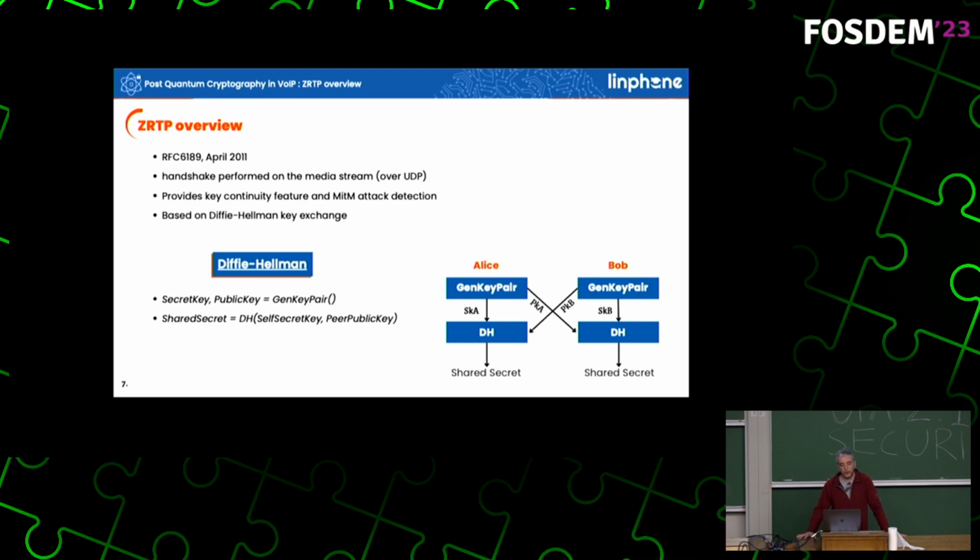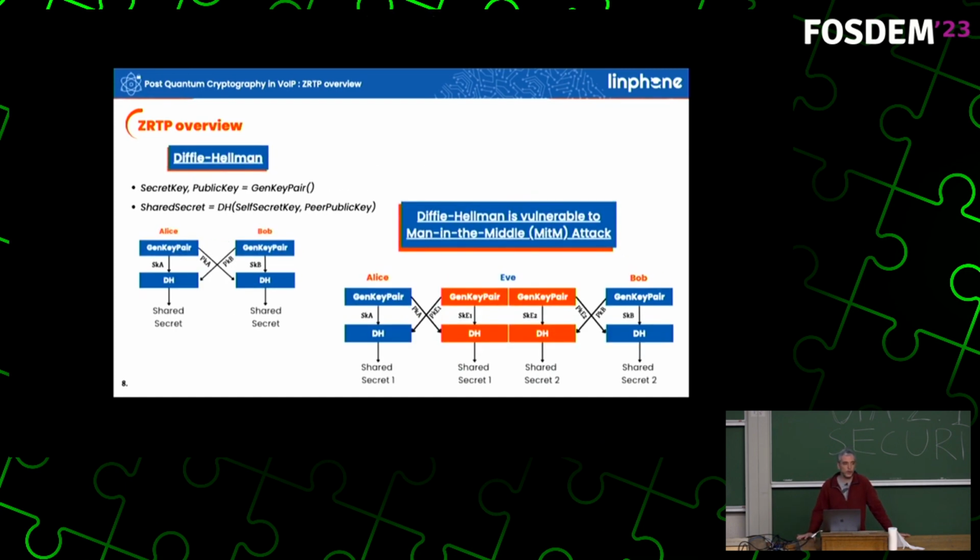So first, a small reminder of what Diffie-Hellman is. Basically, it's a protocol that is completely symmetric. Both parties will generate a key pair, and then they exchange public keys. And with their own secret key and the other side's public key, they get a shared secret. So far, so good. It's kind of easy. The only drawback is that, like many key exchange protocols, it's vulnerable to man-in-the-middle attack. A man-in-the-middle is basically someone putting themselves in the middle and exchanging keys with both sides.